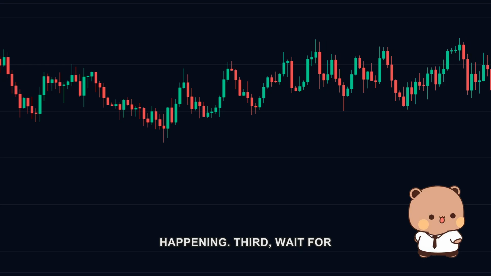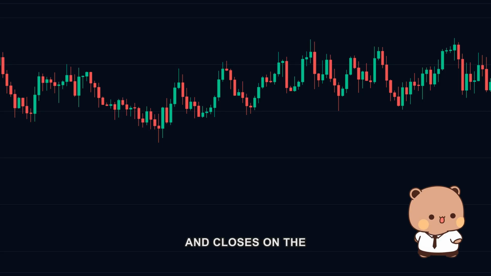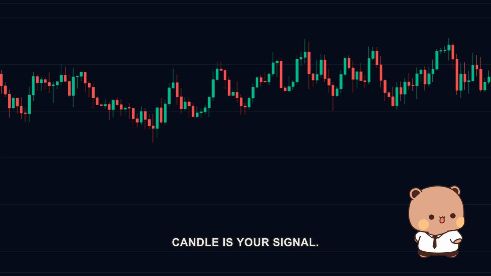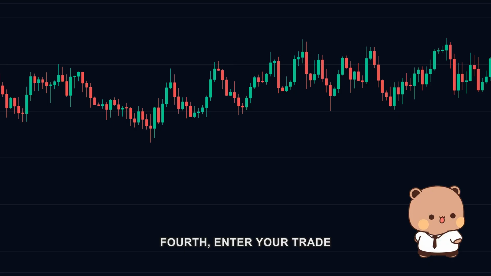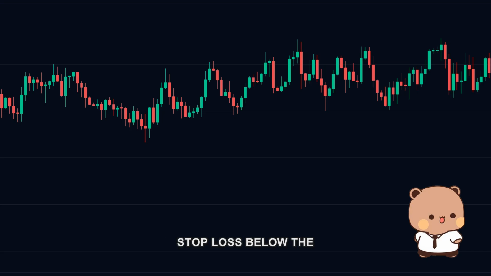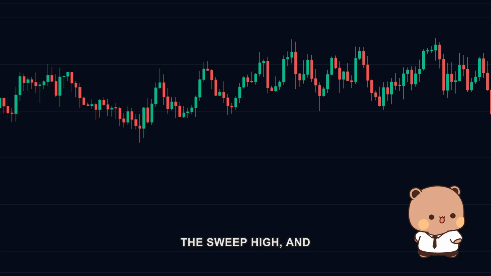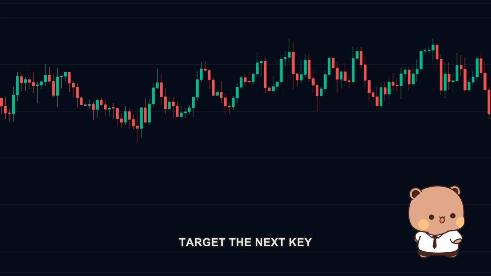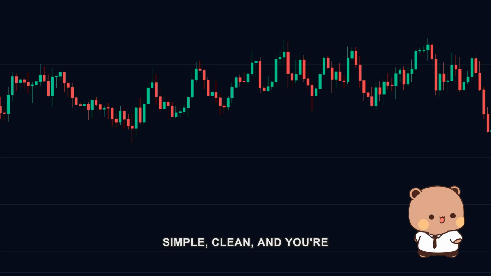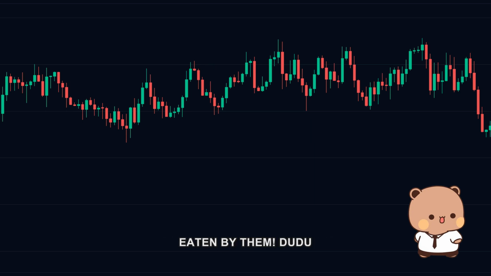Third, wait for confirmation that price comes back through the level and closes on the other side. That reclaim candle is your signal. Fourth, enter your trade in the direction of the reclaim. Place your stop loss below the sweep low or above the sweep high, and target the next key level. That's your trade, simple, clean, and you're trading with the big players instead of getting eaten by them.